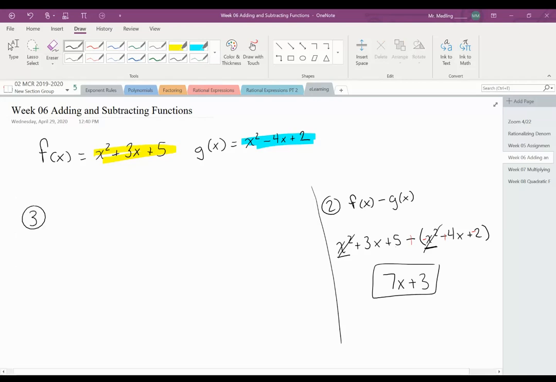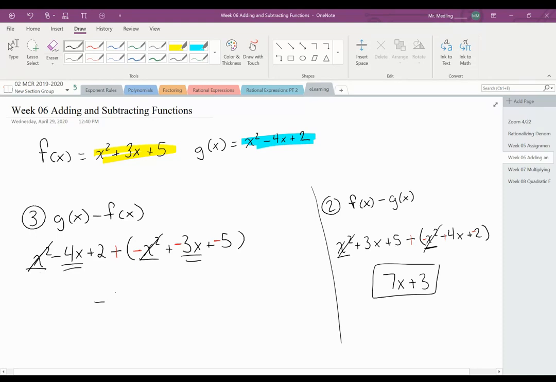So for number 3, if I do g of x minus f of x, I now have x squared minus 4x plus 2 minus, and then parentheses, I'm going to put x squared plus 3x plus 5. And once again, I don't really want to subtract through parentheses, so I'm going to change it to adding the opposite. So I have x squared minus x squared, just like last time, that cancels. Negative 4x minus 3x is minus 7x, and then plus 2 minus 5 is minus 3.